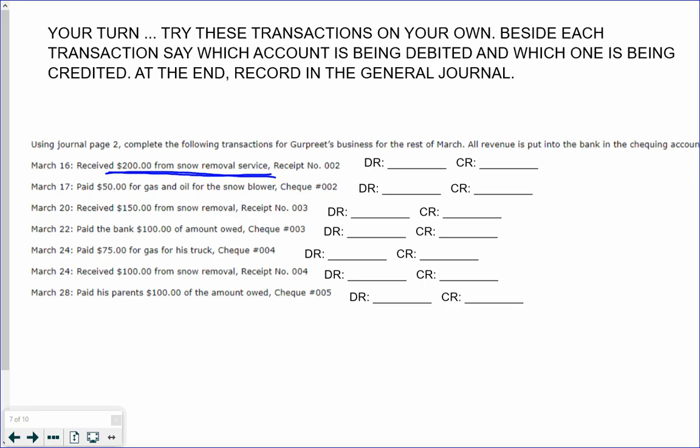So what's going to be debited? Right? The checking account's going to go up. What's going to be credited? The sales, the revenue, and that's also going to go up. Right?